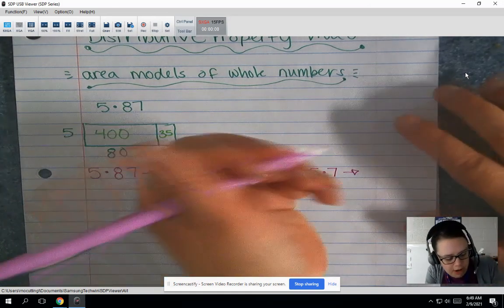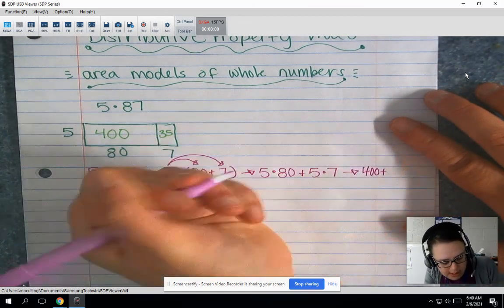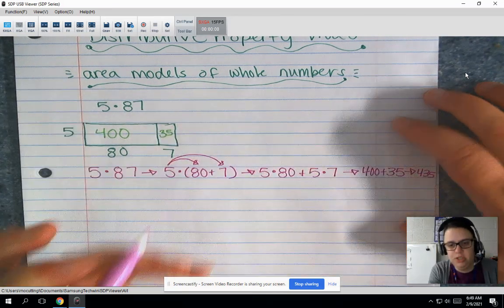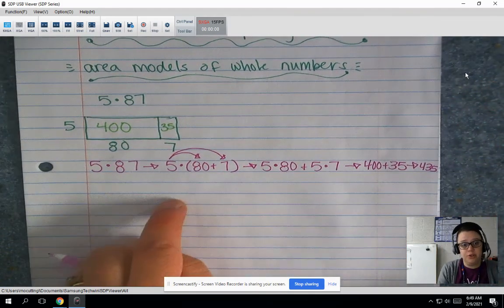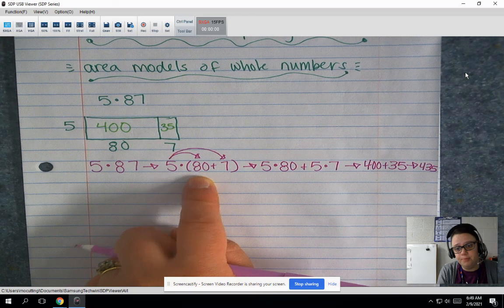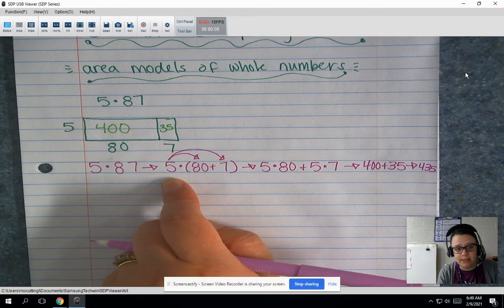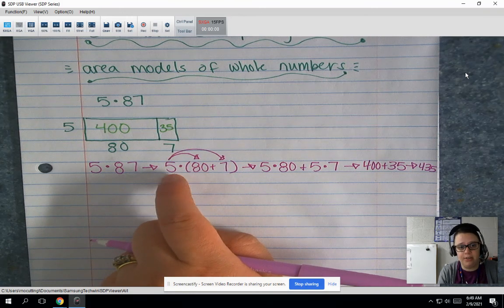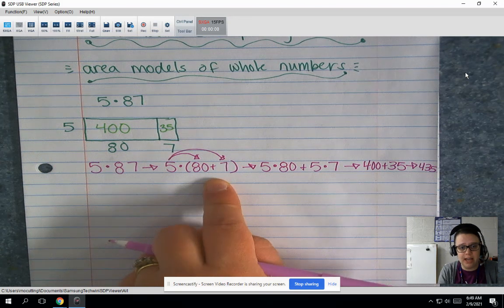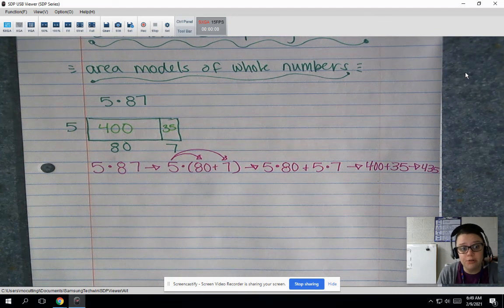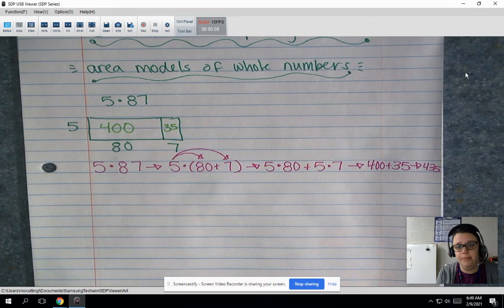5 times 80 gave me 400, plus 5 times 7 gave me 35, which is 435. So distributive property says I can break this out of the parentheses jail if I distribute, if I pass out that 5 and that times sign to both numbers and then add them together. So instead of having to do 5 times 87, I can do 5 times 80, 5 times 7 and add them together, which is huge because I can't do 5 times 87 in my head without writing something down. But I can do 5 times 80 and I can do 5 times 7.